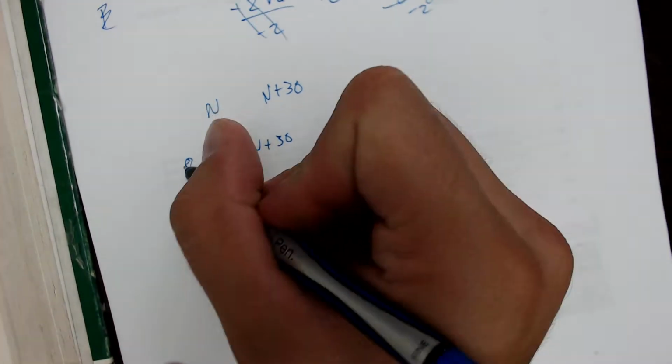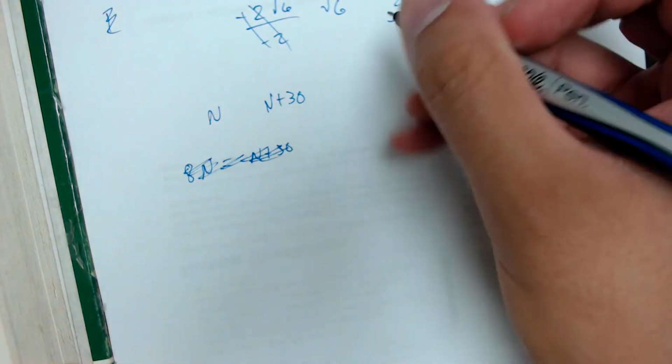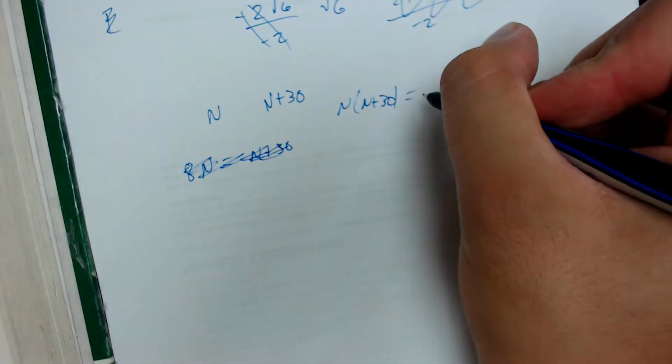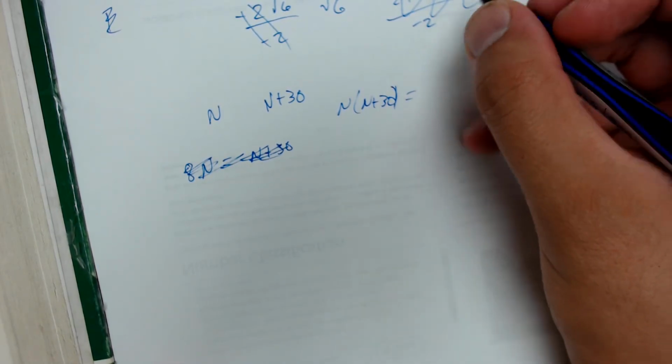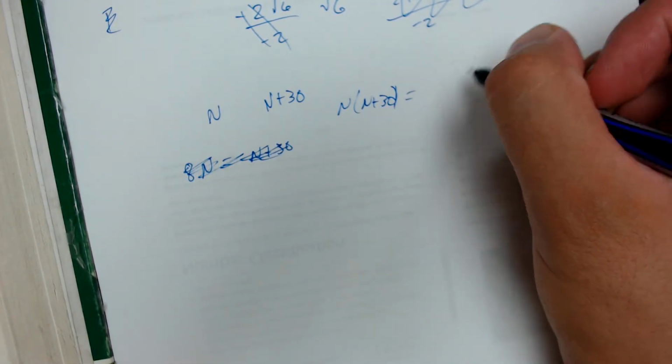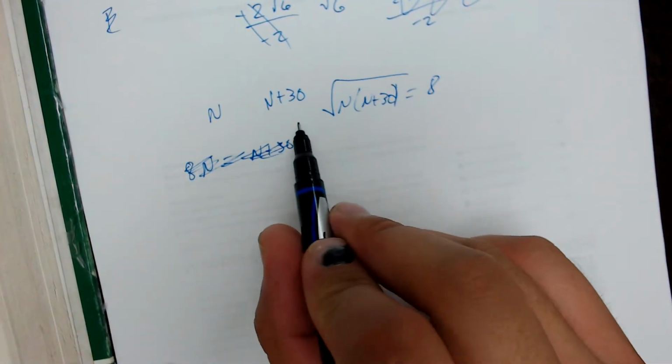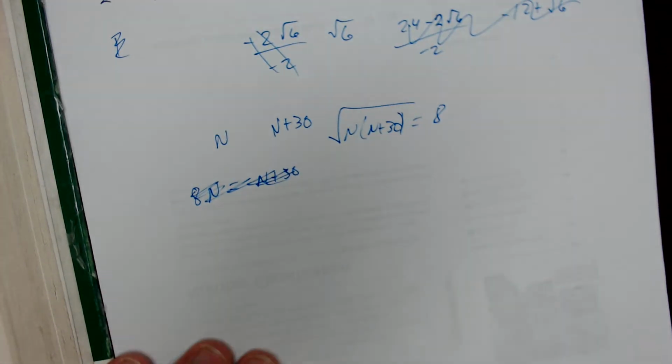Oh, no, I'm sorry. If the geometric mean is 8, then it's n times n plus 30 is equal to 8. No, it's the square root. Sorry. Okay, real quick. Let's do some background information before I even try to solve this.